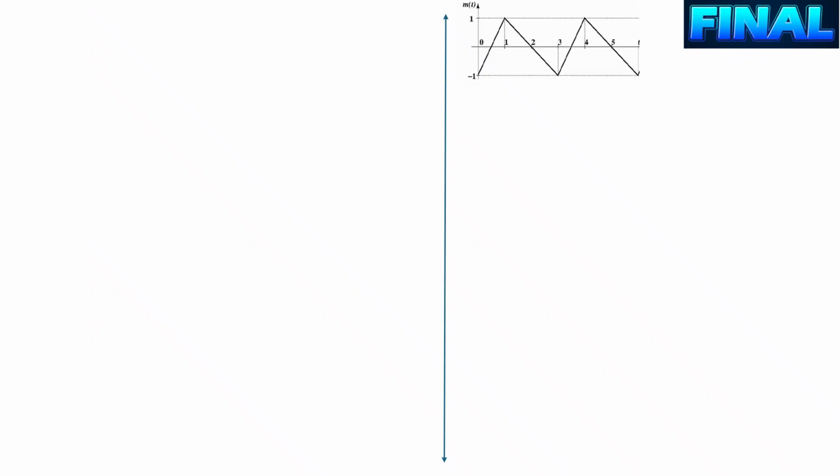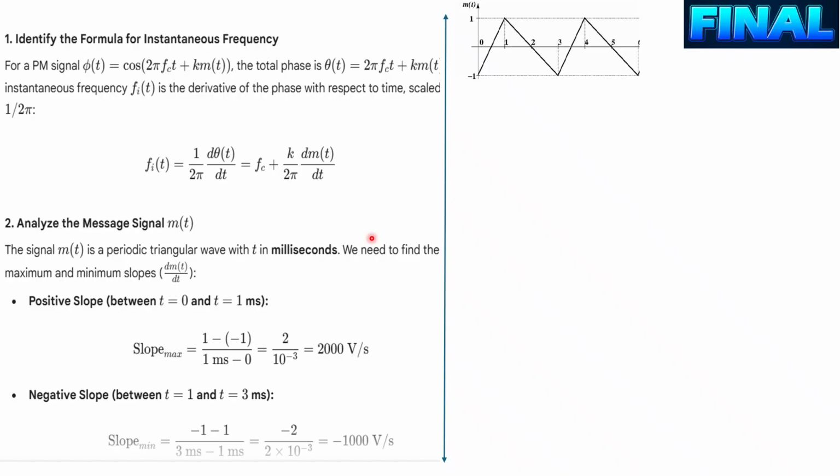So let's see more details about this calculation. As per the formula, your frequency is equal to d theta by dt divided by twice pi, and fc will be the carrier frequency. In this question, fc is already given, that is 50 kilohertz, and k dm(t) divided by dt. So what to do here? First we will target to find out dm(t) divided by dt, because this is the unknown quantity. All remaining quantities, fc is given, k is given, twice pi is also a fixed quantity. So let's find out this dm(t) by dt.